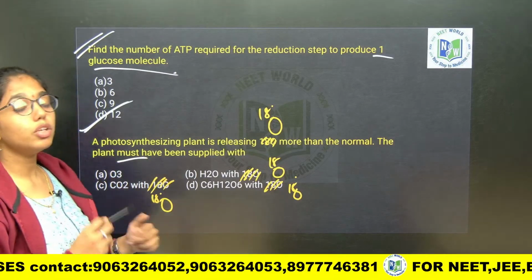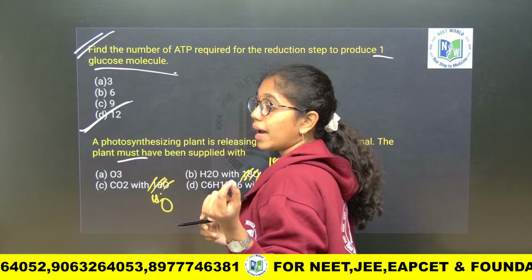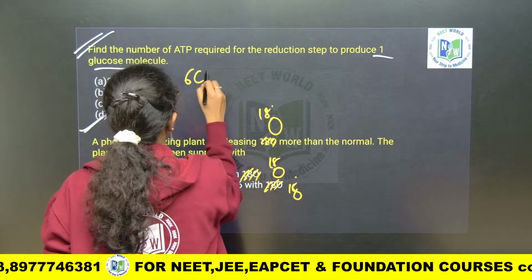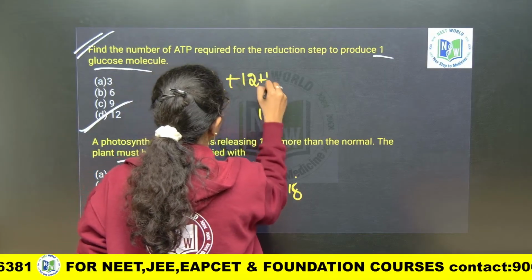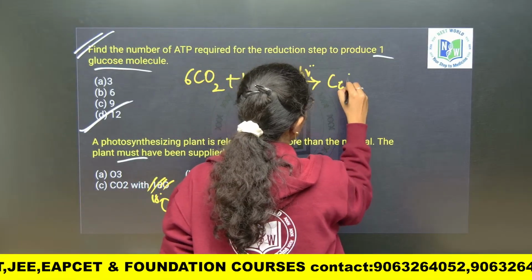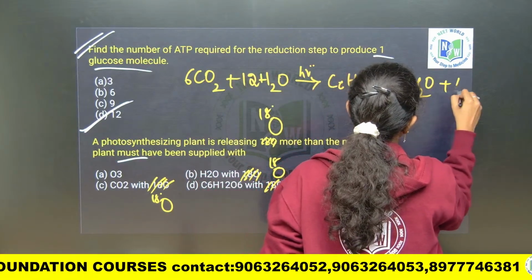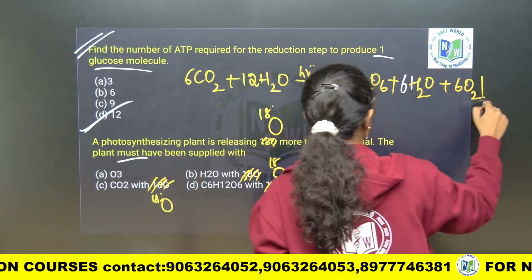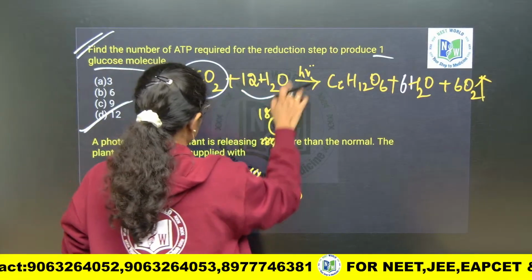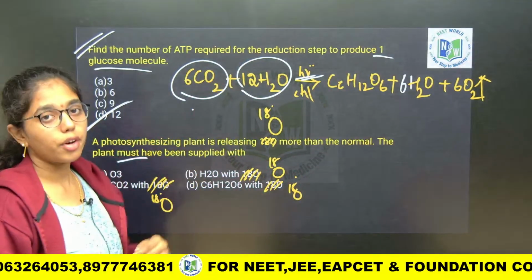Firstly, this is very simple. You have to know what the raw materials for photosynthesis are, from the reaction of photosynthesis. The most accepted equation of photosynthesis is 6CO2 plus 12 H2O, in the presence of light, giving C6H12O6 plus 6 H2O and 6 O2. This O2 is evolved as a byproduct. So what are the raw materials here? Carbon dioxide, water and sunlight in the presence of chlorophyll.